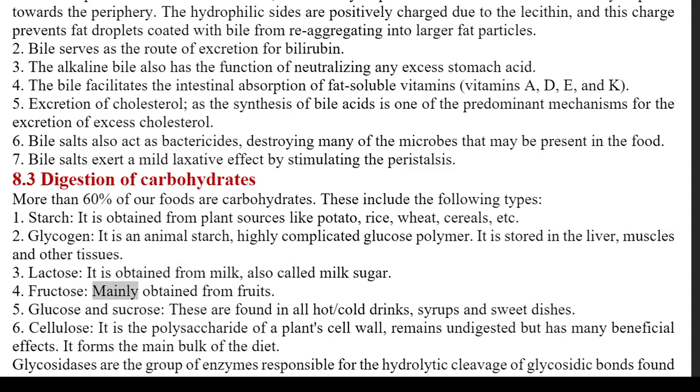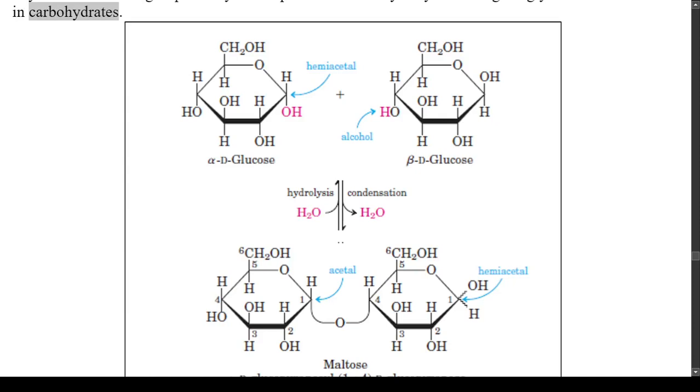4. Fructose, mainly obtained from fruits. 5. Glucose and sucrose, these are found in all hot/cold drinks, syrups, and sweet dishes. 6. Cellulose, it is the polysaccharide of a plant's cell wall, remains undigested but has many beneficial effects. It forms the main bulk of the diet. Glycosidases are the group of enzymes responsible for the hydrolytic cleavage of glycosidic bonds found in carbohydrates.